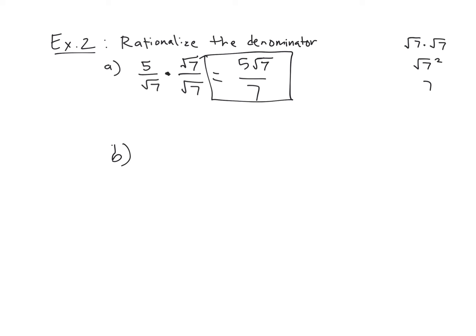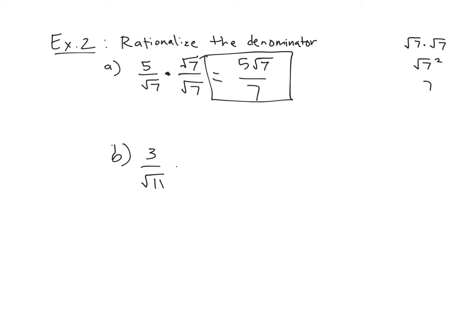All right, so go ahead and try part B. For part B, we're going to do 3 divided by square root of 11. So go ahead and rationalize the denominator to simplify that and enter your answer when you're ready.